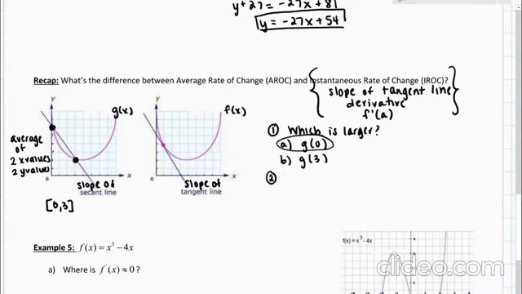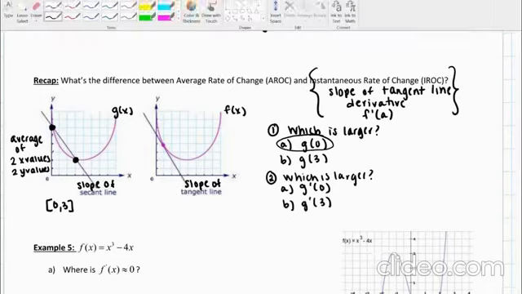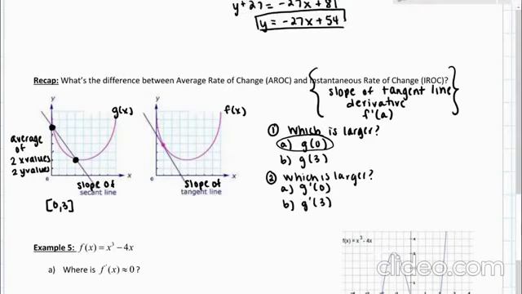Let's compare which is larger again, but this time g prime of 0 or g prime of 3. So g prime of 0 is the instantaneous rate of change at 0, so the slope of the tangent line at 0. Here's the slope of the tangent line at 0. It's negative, pretty steeply negative. And then here's the slope of the tangent line at 3. Also negative, but not as steeply negative. So the one that is less negative would be the larger, and in this case, that would be g prime of 3.